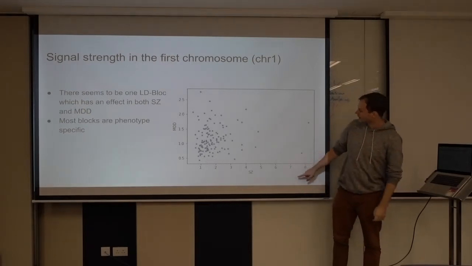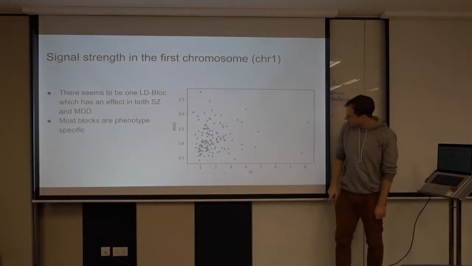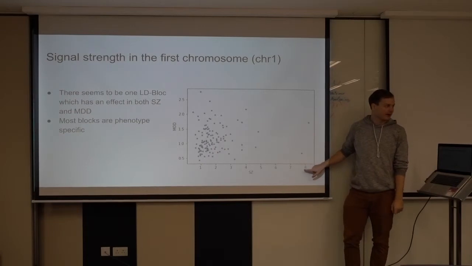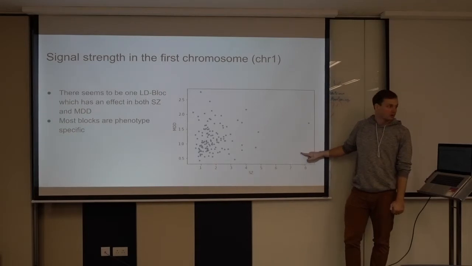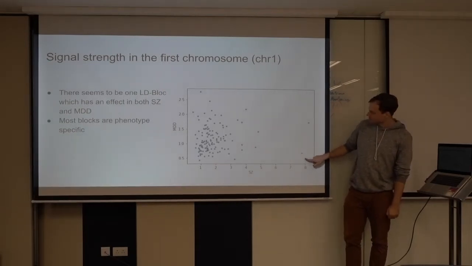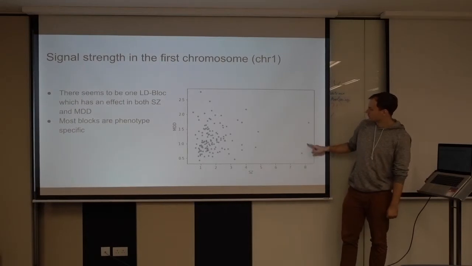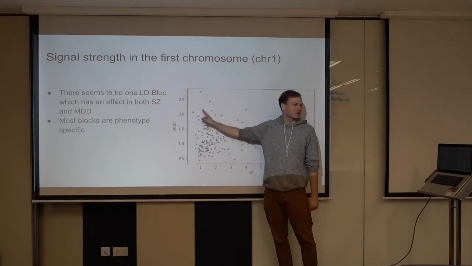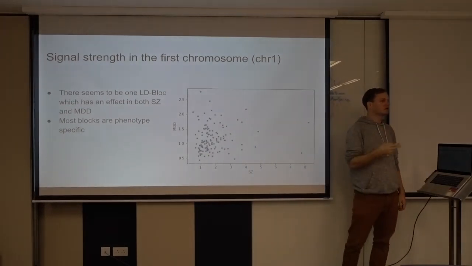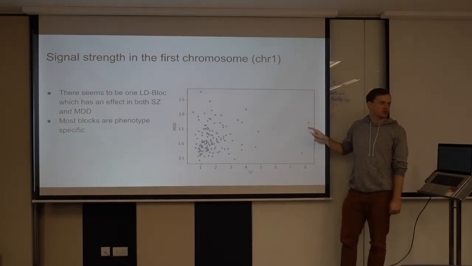So here on the x-axis we have schizophrenia, and on the y-axis we have major depressive disorder. An inflation factor of 8 means this is a very strong signal. For example, here in schizophrenia we have a very strong signal in one of these blocks, an inflation factor of nearly 8, but in depression it's basically nothing. There's no inflation. But for example, here we have an inflation factor of 2.7, I think, but it's hardly anything in schizophrenia. So these are disease-specific signals. But this one seems to be shared. This one block seems to be shared across both disorders.